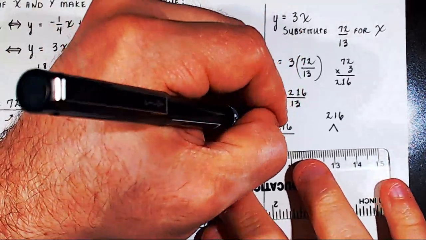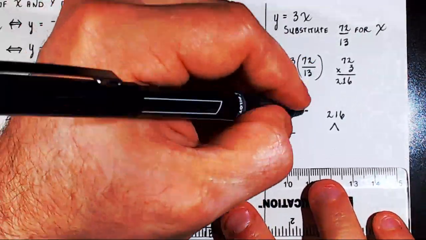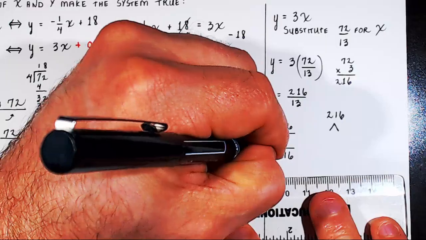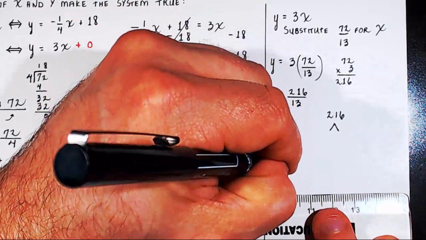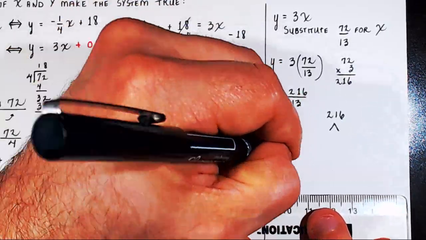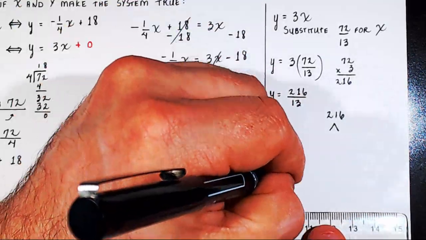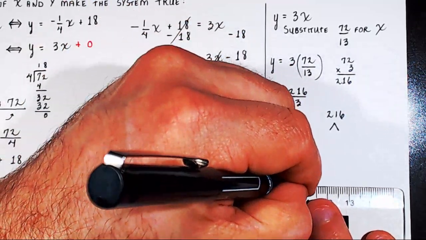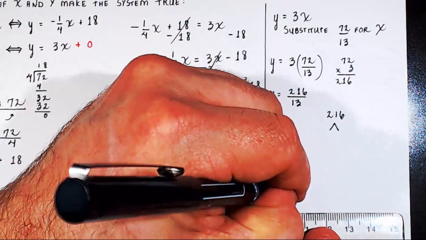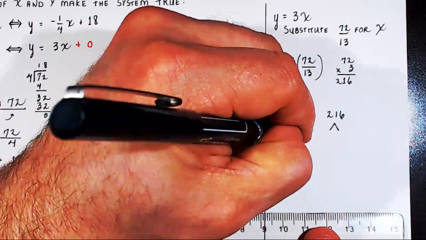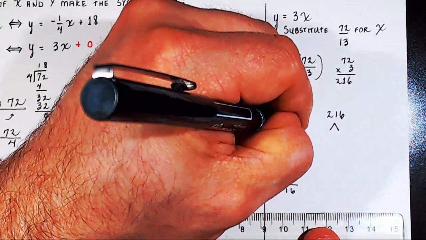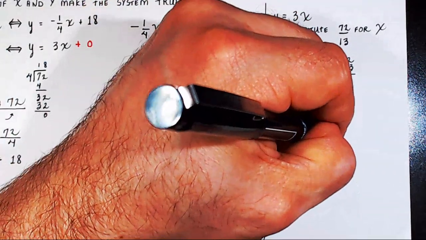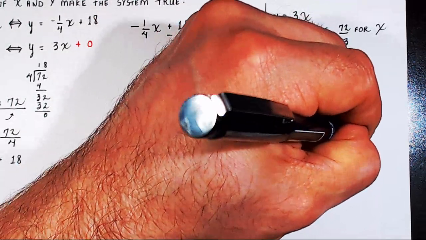So 2 goes into 2 one time. I don't like this upside down division. Let me rewrite this, this is confusing to me. Okay, 2 goes into 2 one time. 1 times 2 is 2. So 0, bring down the 1. 2 goes into 1 0 times. 0 times 2 is 0. Then we bring down the 1 and the 6. 2 goes into 16 8 times. So I have 108. So my first tree is 2 and 108.